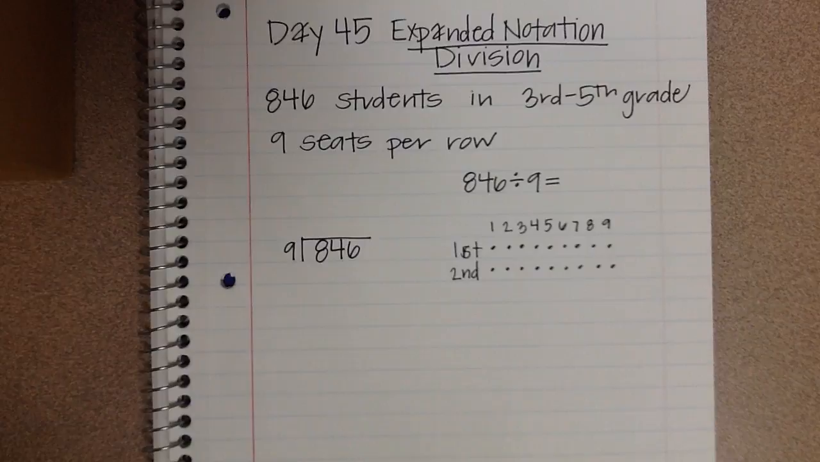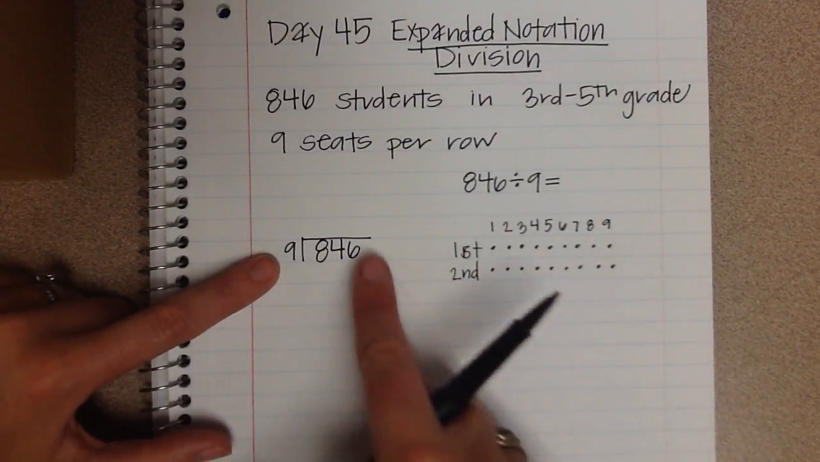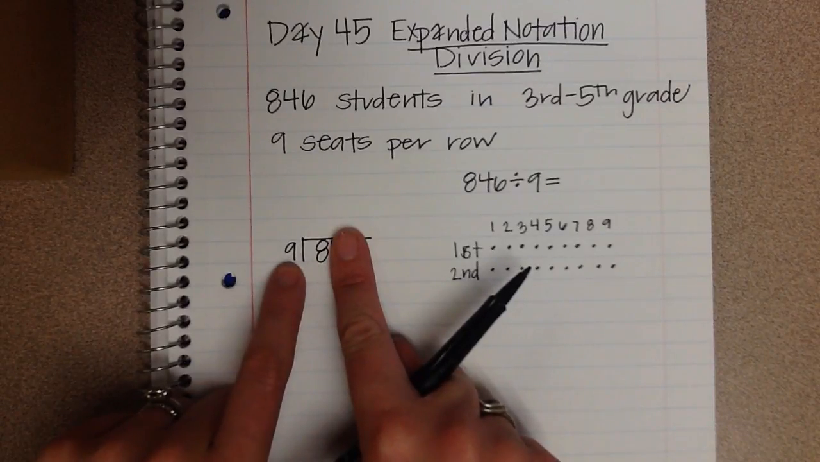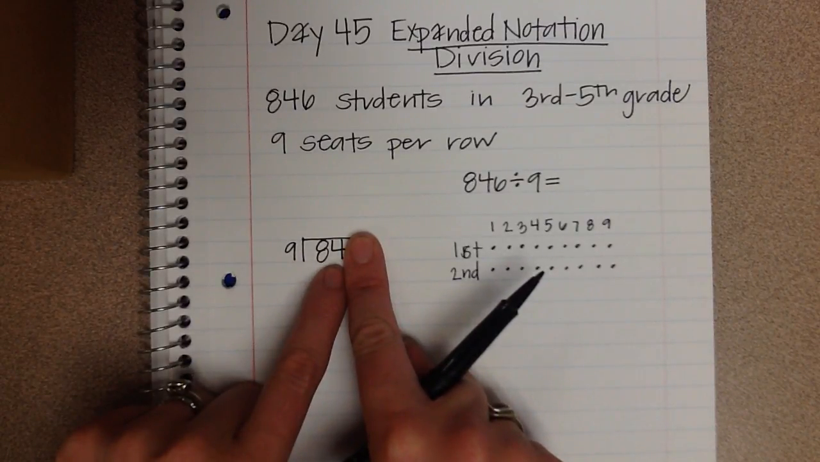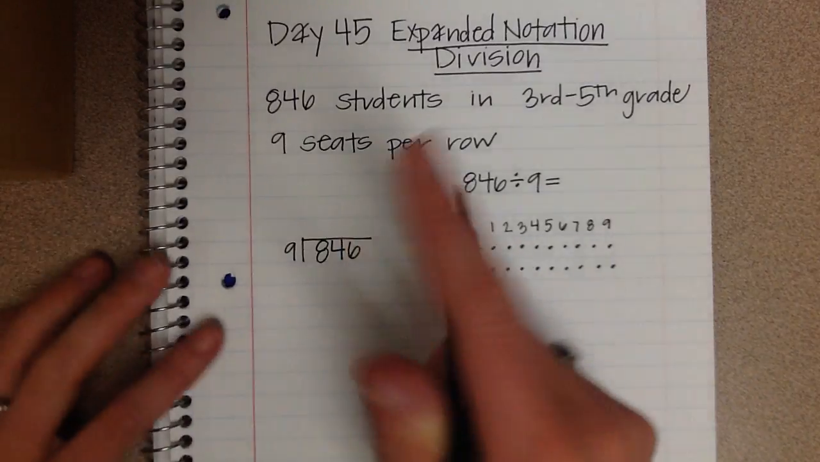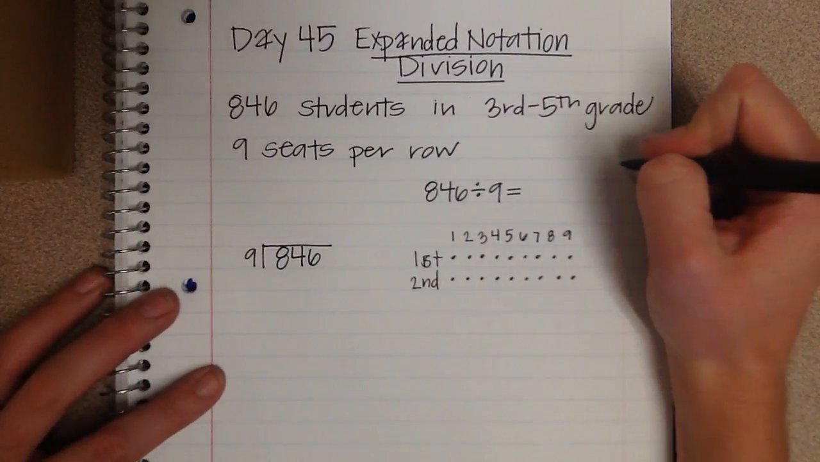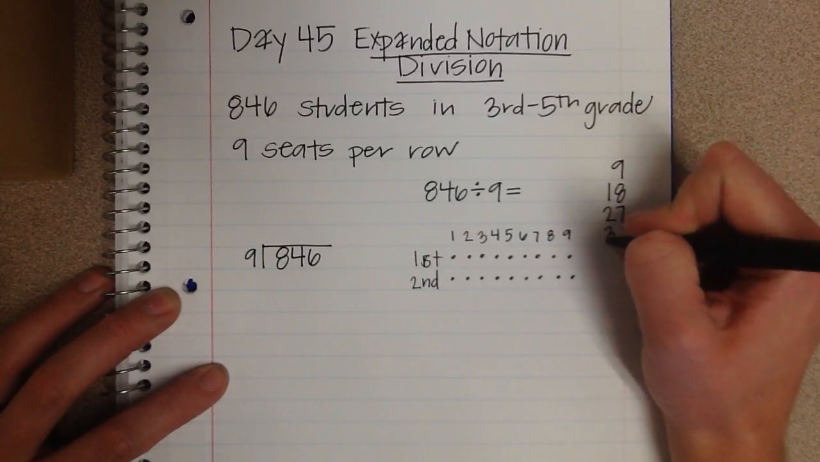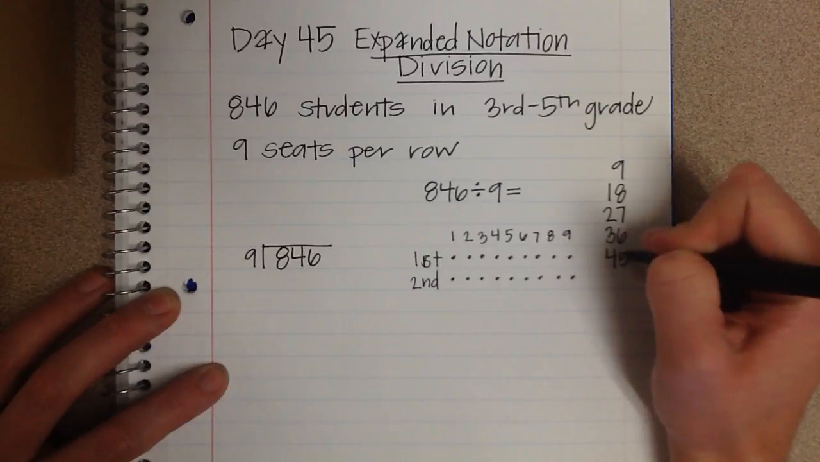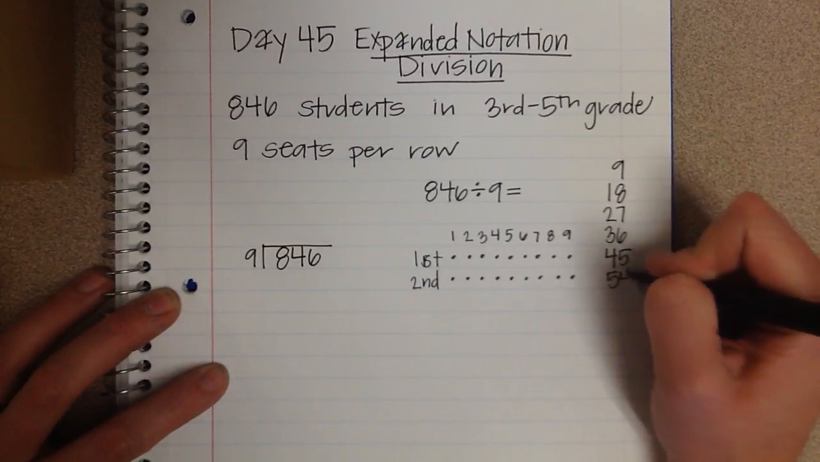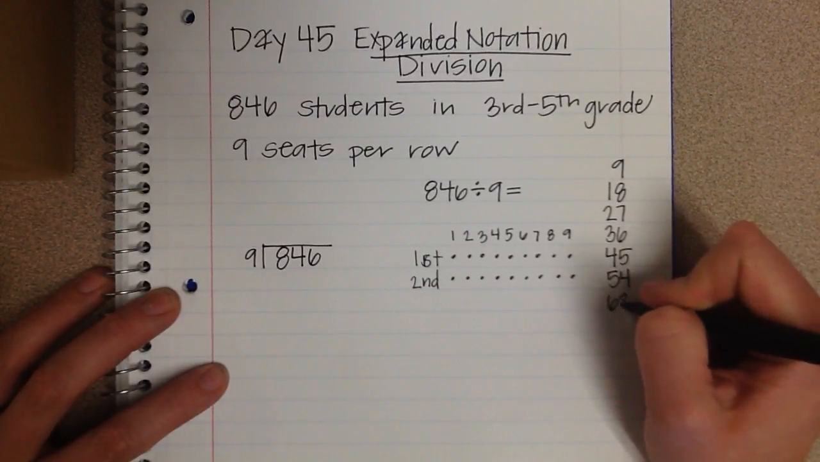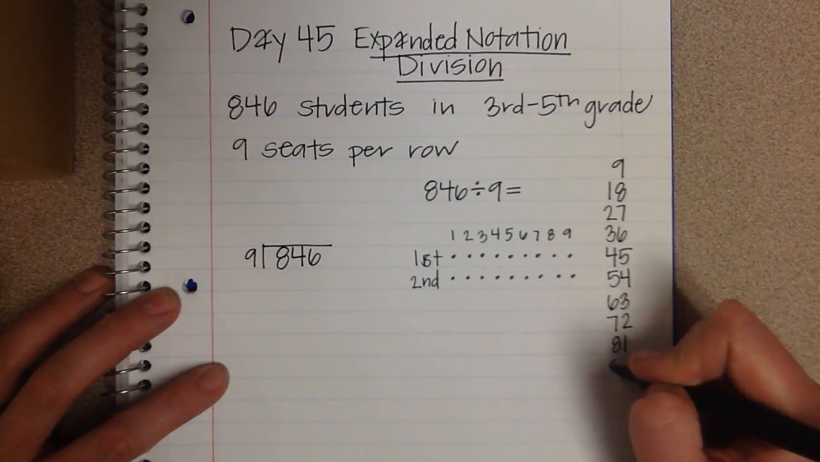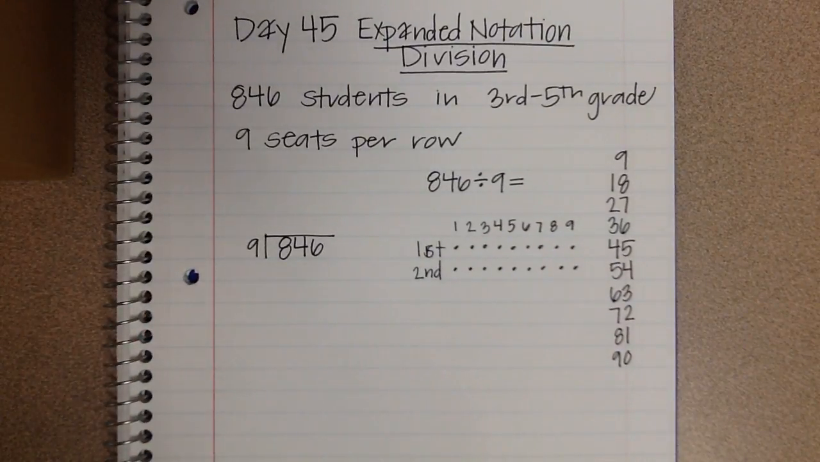So that's a lot. So what we're going to do is start from left to right. Does 9 go into 8? It doesn't. Does 9 go into 84? It does. I'm going to do my 9 facts over here on the side. 9, 18, 27, 36, 45, 54, 63, 72, 81, 90.